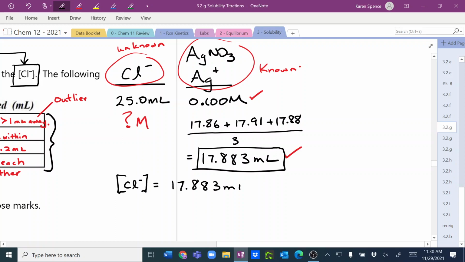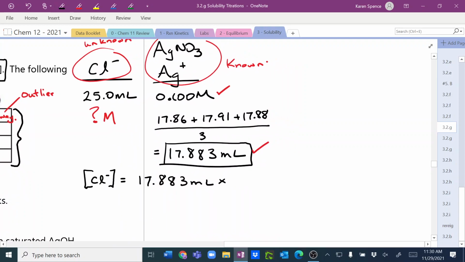17.883 milliliters. I'll show the work another way in just a moment, but this sort of simplifies things if you like it. Times 0.100 moles per liter, and that's moles of silver. Whenever you're doing a titration calculation, it's important that you write who you have moles of because you'll be changing from one to the other. Times, oops, I need a balanced equation.